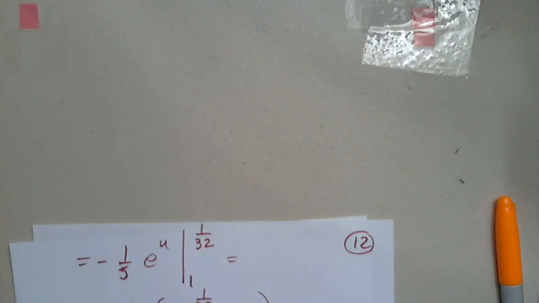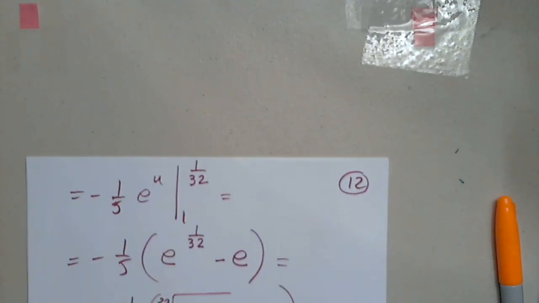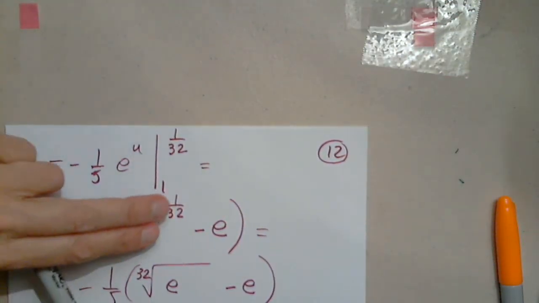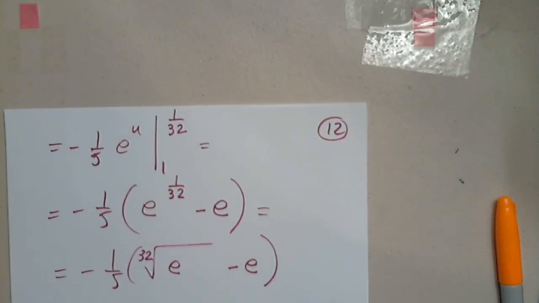So then I plug in 1/32, leave this alone outside. I plug in 1/32 and minus when I plug in 1, and I get e. Any fractional exponent is a root. The numerator is the power, and the denominator is the index. Thank you very much. Is that better? Yes. Perfect.